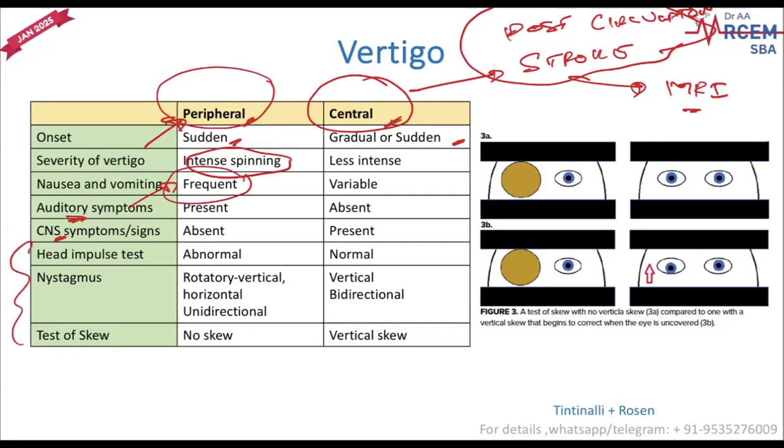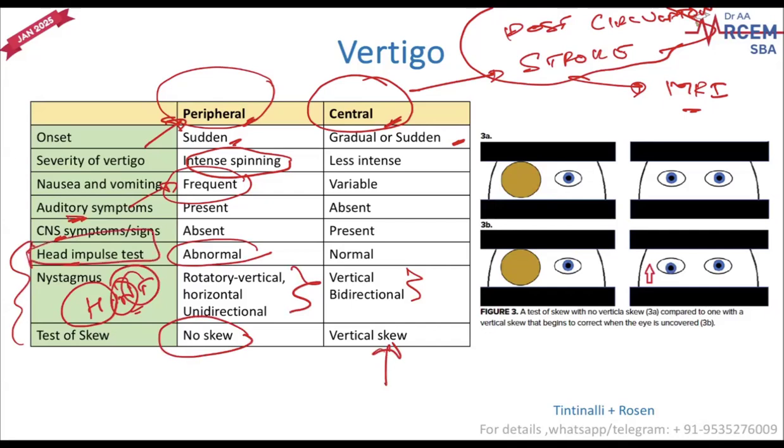Then you will be doing a test known as the HINTS examination. In HINTS, the HI stands for head impulse test, which will be abnormal in peripheral. N stands for nystagmus. Nystagmus is usually vertical or bidirectional in a central vertigo. Rest everything comes as peripheral vertigo. Skew test: vertical skew is seen in central vertigo. No skew, or an absolutely normal skew test, is seen in peripheral. I will be talking more about the head impulse test in vestibular neuritis.